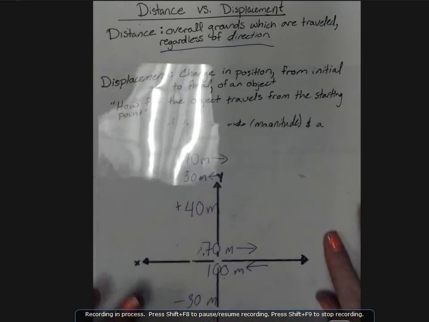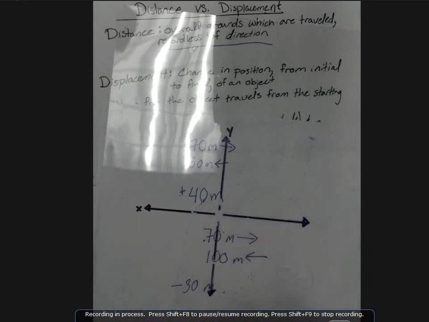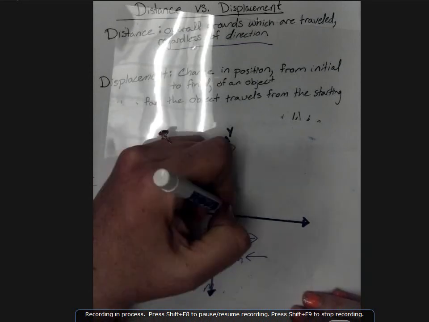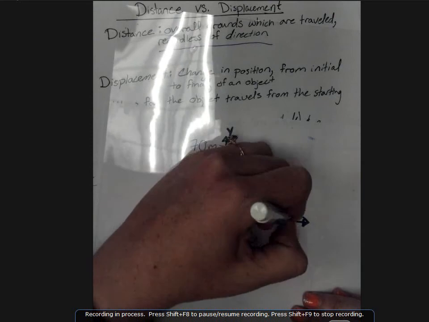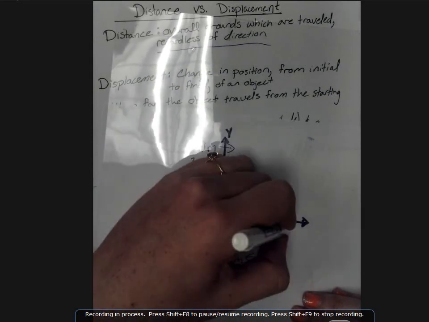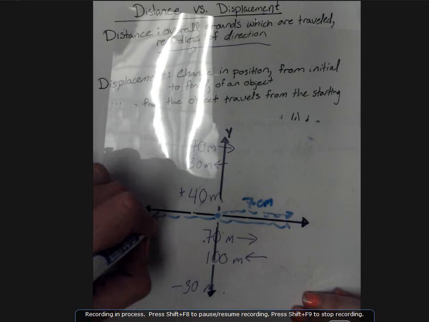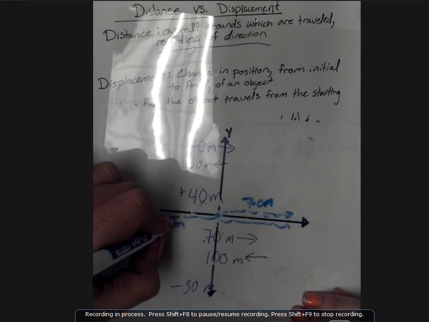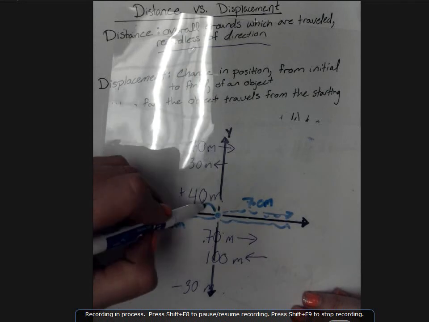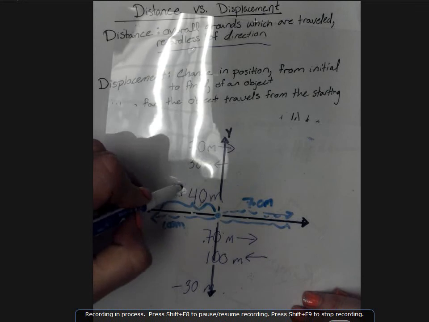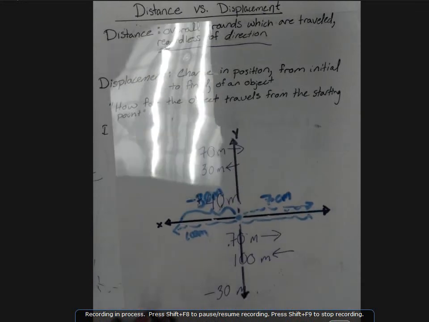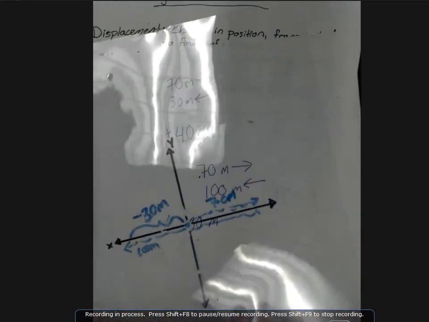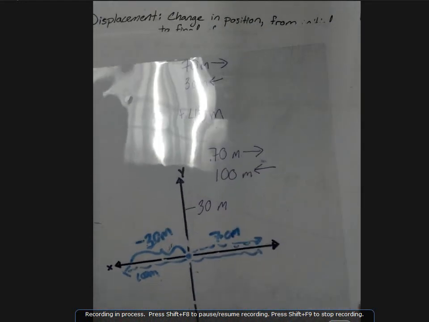Right, if we started by going 70 meters this way, and then we turned around and went 100 meters this way, our displacement is now here, negative 30 meters from the origin. All right, so we can have a magnitude, which is the total amount, and a direction.